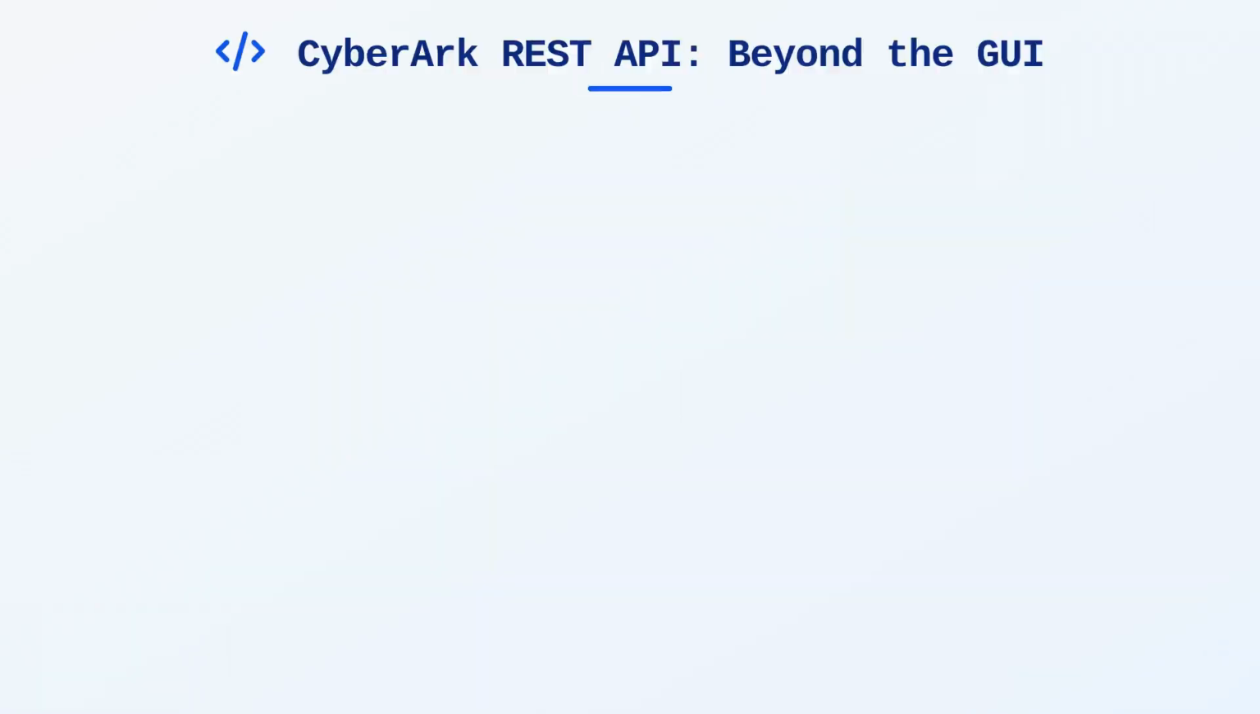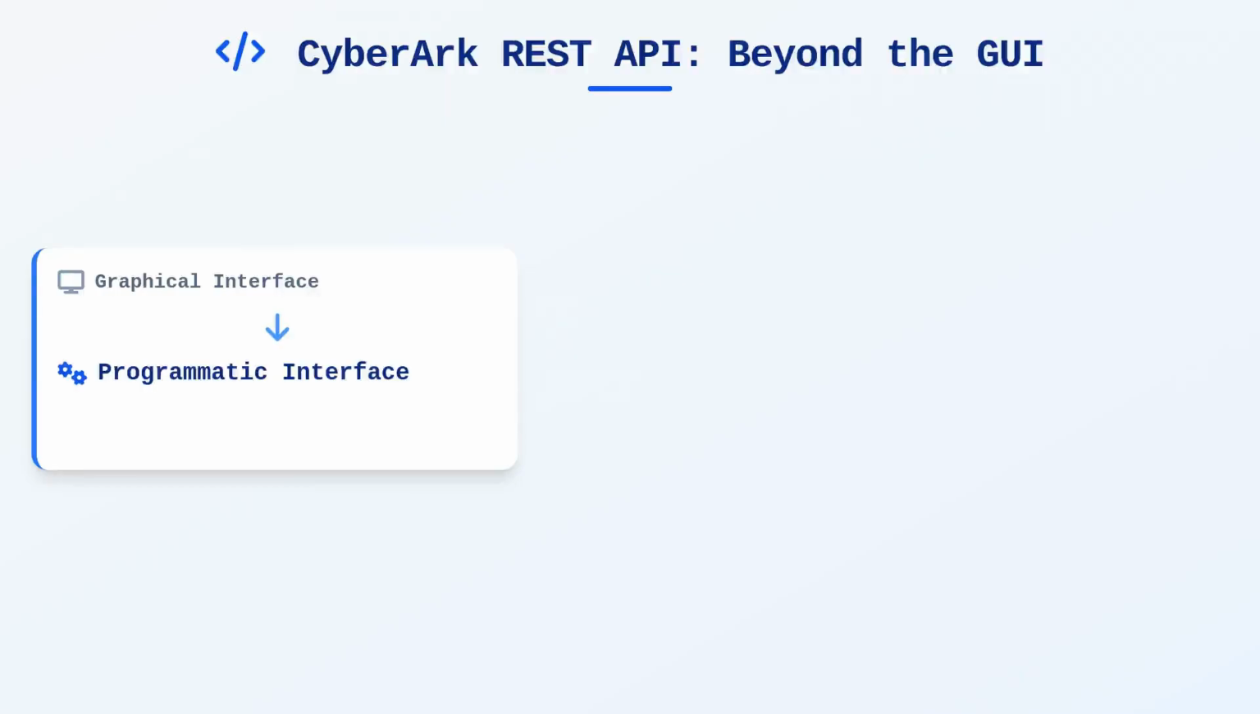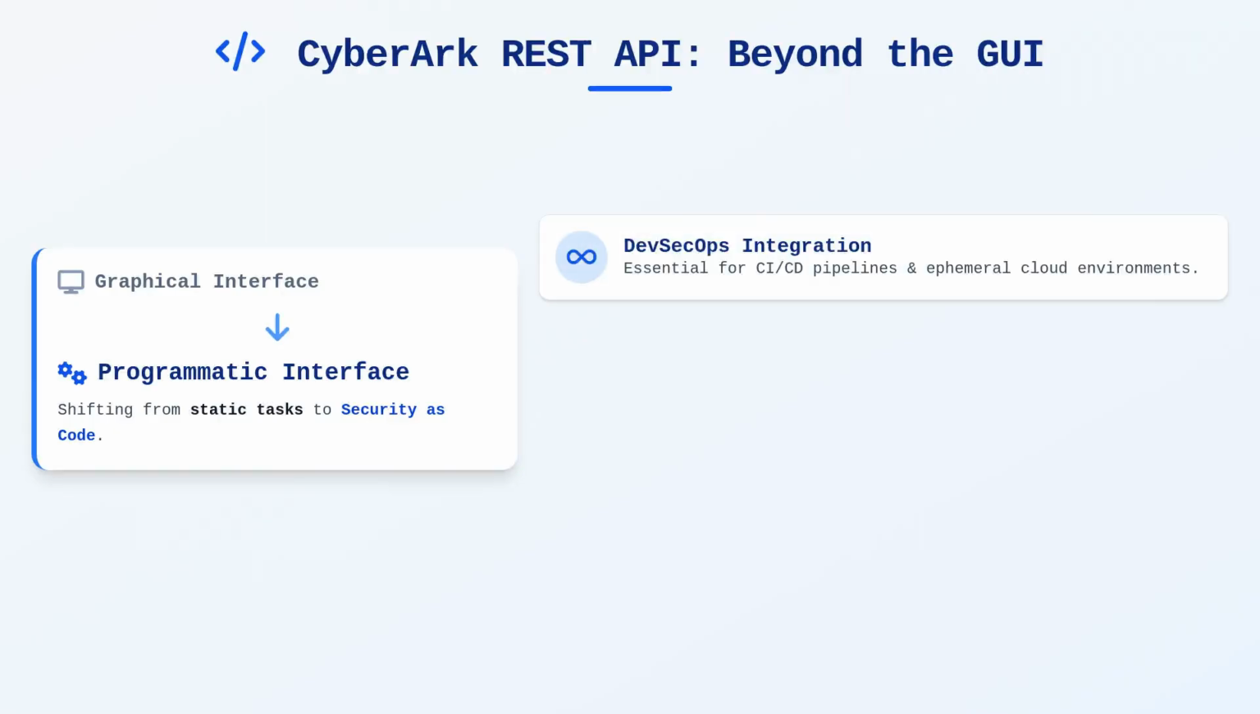When we move beyond the graphical interface, we enter an environment where the CyberArk REST API becomes the primary interface for identity management. The API provides a structured, programmatic way to interact with the Vault, allowing you to treat your security infrastructure as code rather than a collection of static tasks. For anyone operating within CI/CD pipelines or managing ephemeral cloud-native environments, manual intervention is simply not a sustainable strategy.